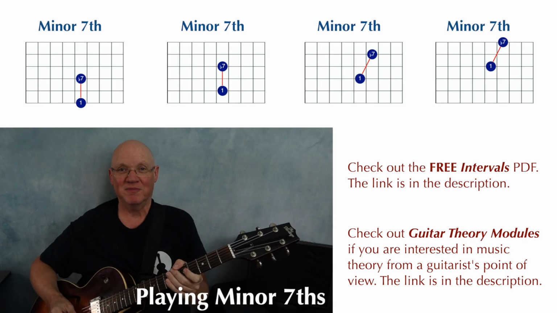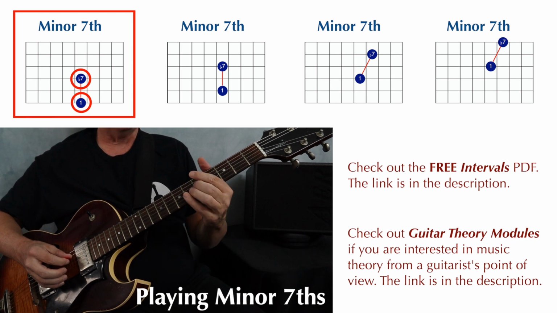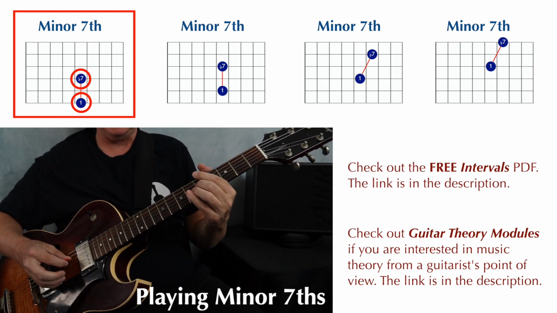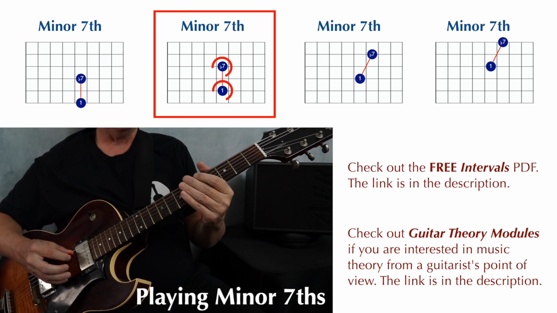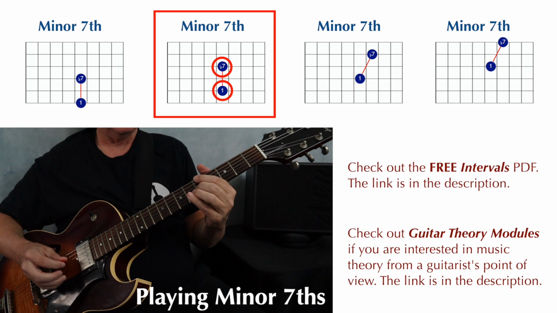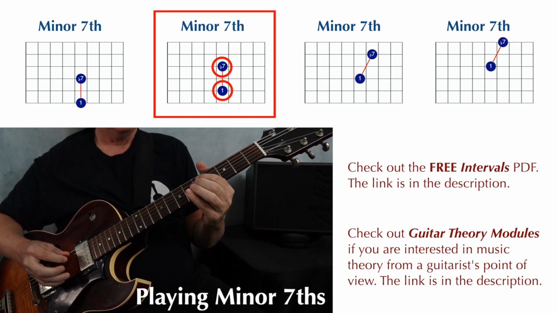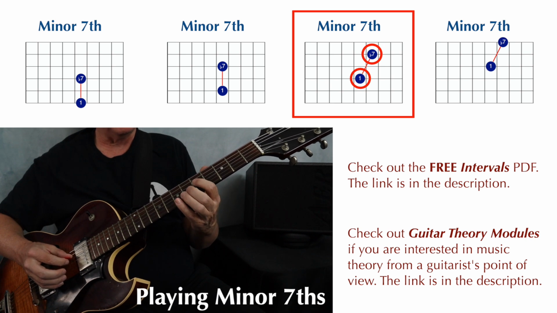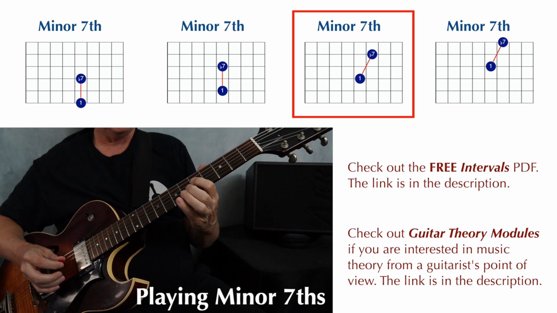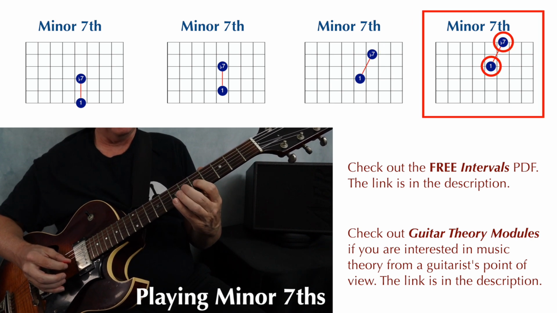And minor sevenths. Minor seventh moving between strings 6 and 4, same fret. You just skip over a string. Same between strings 5 and 3. Because of the way the guitar is tuned, it's going to be different between strings 4 and 2, 1 fret distance. And same if you're moving between strings 3 and 1, 1 fret distance.